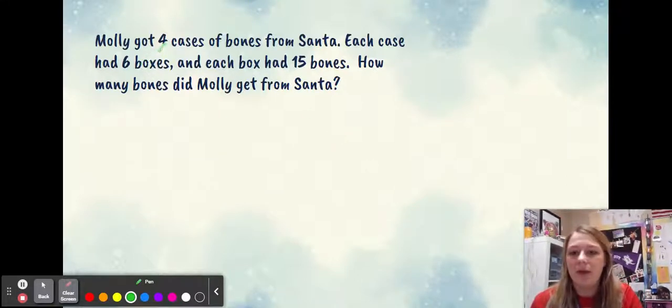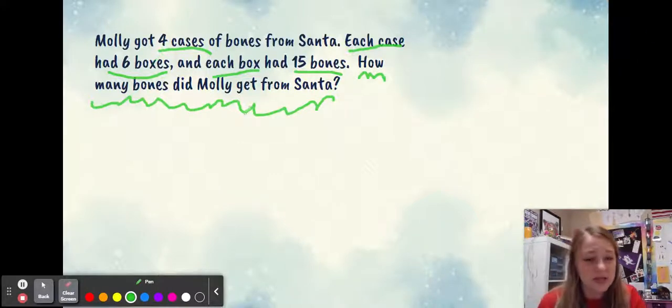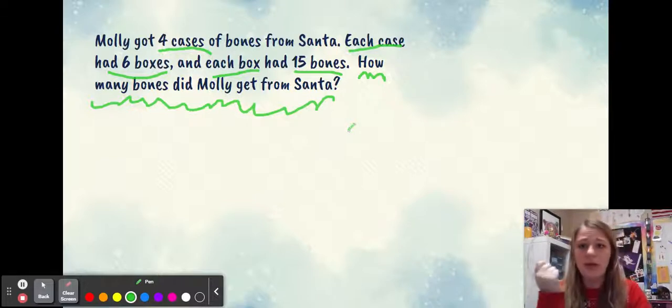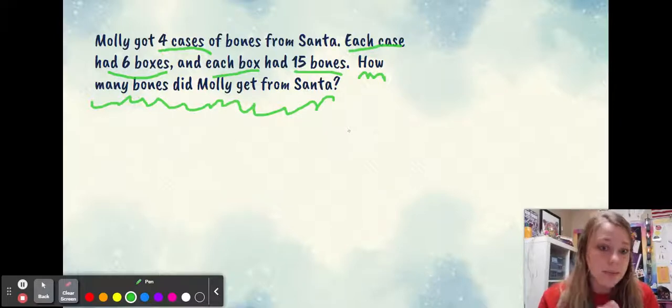We know that Molly got 4 cases of bones from Santa. We know that each case had 6 boxes and each box had 15 bones. And we are trying to figure out how many bones Molly got from Santa in all. Okay, so we have 3 different numbers here. That means we are working with a multi-step problem. We're going to do 2 steps in this one. So we know how many cases there are, how many boxes are in each case, and how many bones are in each box. So first, we're just going to go down the line.